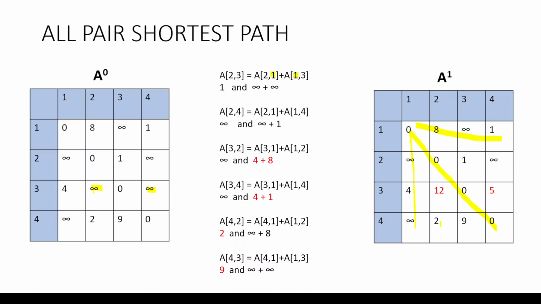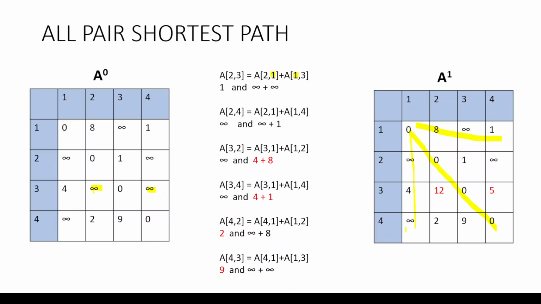Now we'll go for the next, that is 4 comma 2. 4 comma 2 I'm checking with A of 4 comma 1 plus A of 1 comma 2. A of 4 comma 2, what is that? It is 2. 2 I am checking against A of 4 comma 1 plus A of 1 comma 2. 4 comma 1 is infinity, 1 comma 2 is 8, infinity plus 8. Of course 2 is smaller, so I am retaining the value of 2.